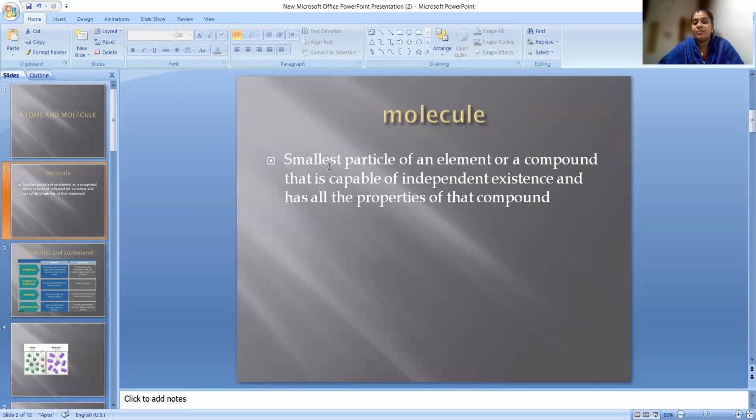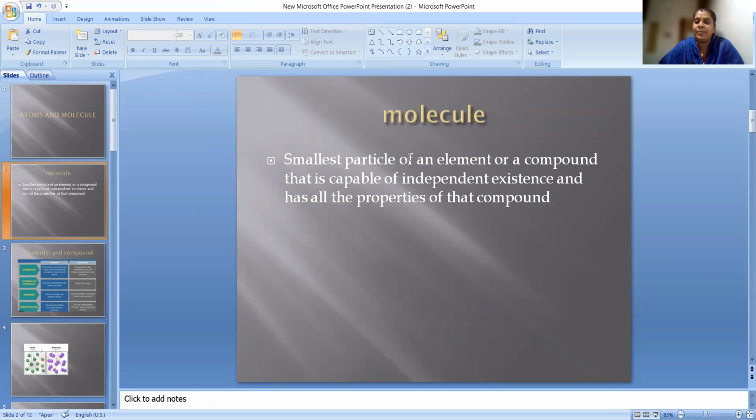A molecule is the smallest particle of an element or a compound that is capable of independent existence and has all the properties of that compound. If you take an oxygen cylinder, the whole cylinder consists of oxygen molecules. The smallest particle in the oxygen cylinder is the oxygen molecule, and every oxygen molecule has independent existence. They are stable, and all of them have the same properties as oxygen gas. That is what they are saying.